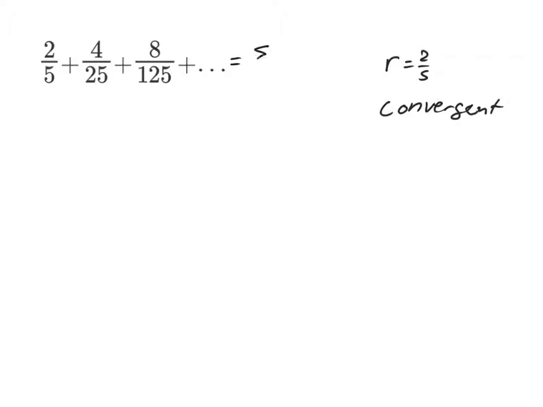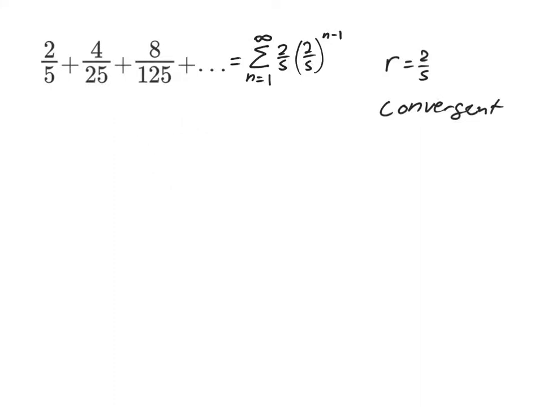So this is going to be the summation from n equals 1. Now we're going to go off to infinity. We don't have to find an nth term. Of 2/5, that's my first term. We know that an infinite geometric series is going to look like this: a, and then it's going to be r to the n minus 1. So this is going to be 2/5 to the n minus 1.